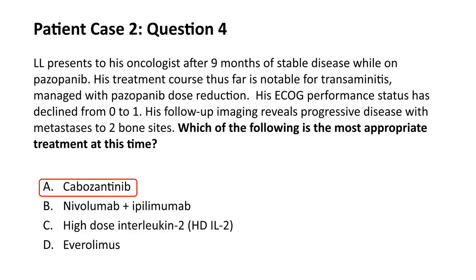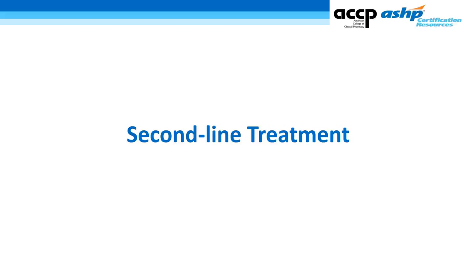And the best answer here is cabozantinib, which we will see in coming slides. He's certainly not a candidate for high-dose IL-2 now that his performance status has declined. We're going to start talking now about second-line treatment, and we don't have as much time to get into as much depth on second-line therapy as we did for first-line therapy with metastatic renal cell carcinoma.